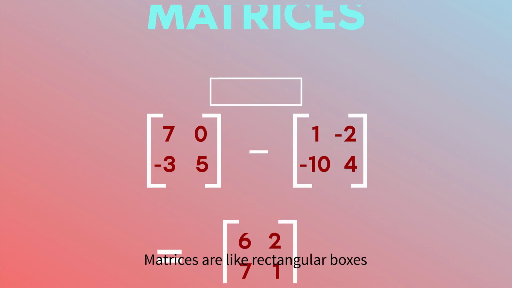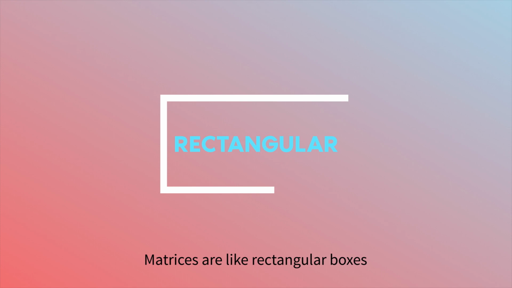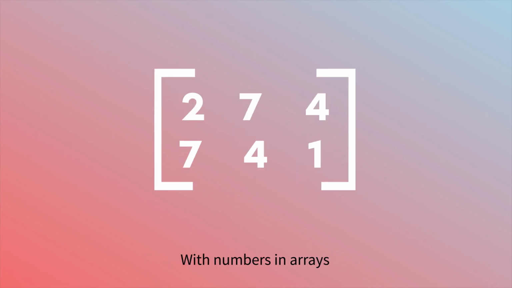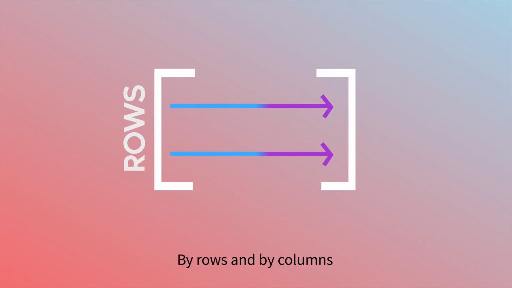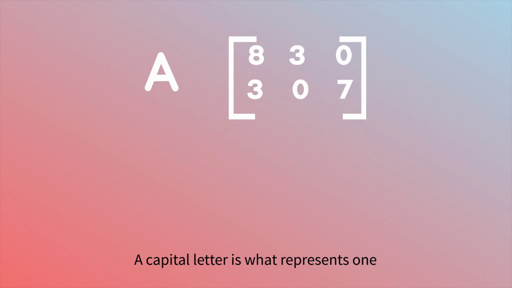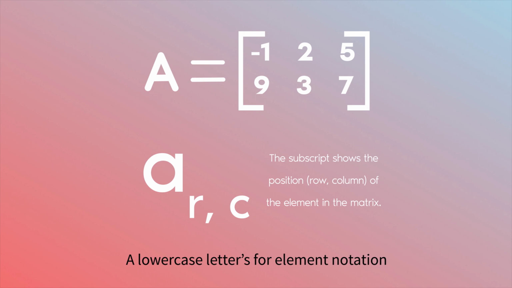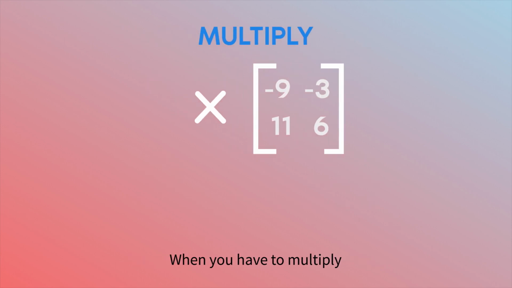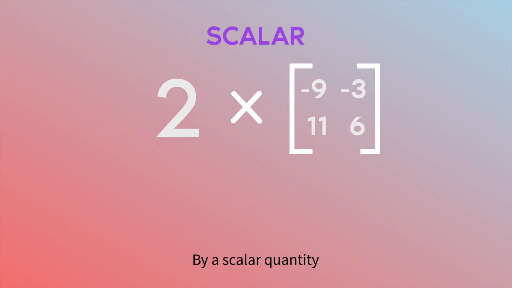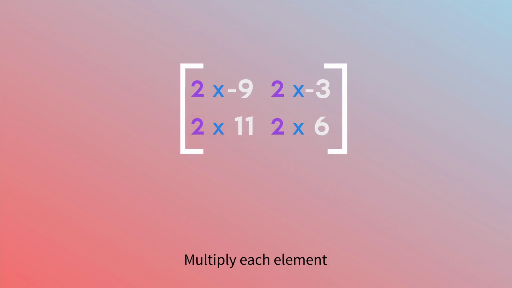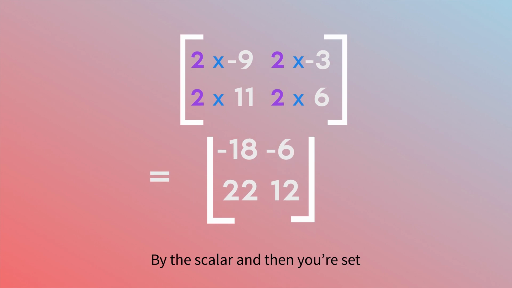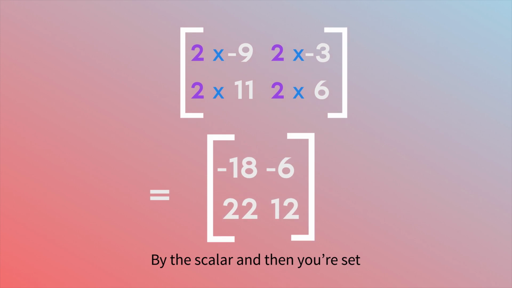subtraction. A capital letter is what represents one. A lowercase letter is for notation. When you have to multiply by a scalar quantity, multiply each element by the scalar and then you're set.